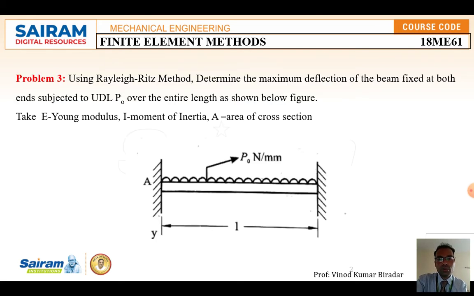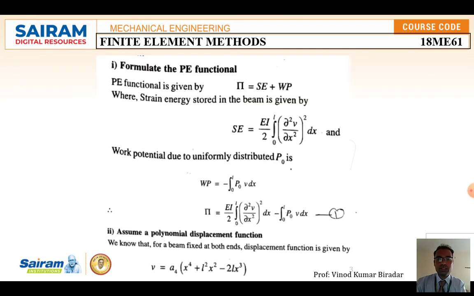Okay, like that you have to solve. Again I will repeat this. So look at this here. Again I will repeat the same problem here. How to solve? Pi is equal to strain energy plus work potential. Substitute the equations for strain energy and work potential in this equation. First equation, you are going to get the first equation.